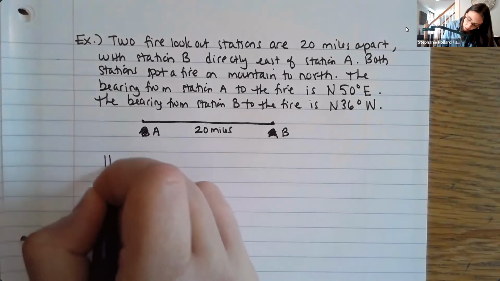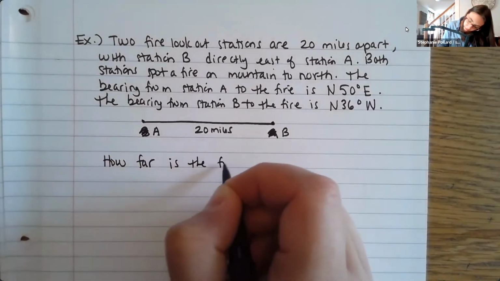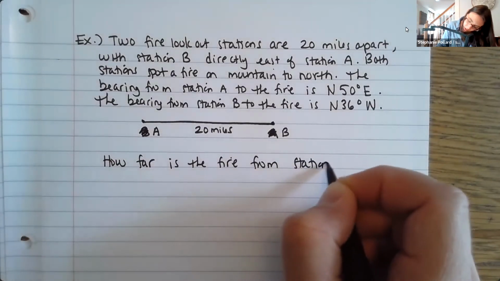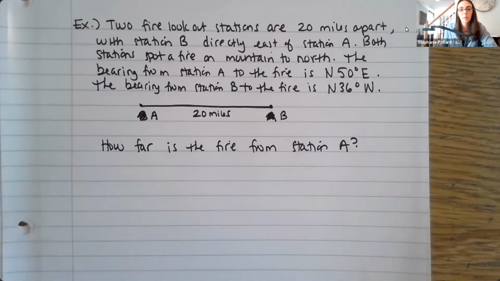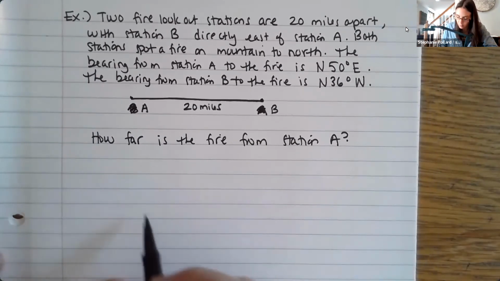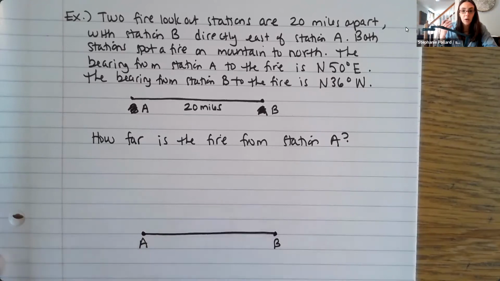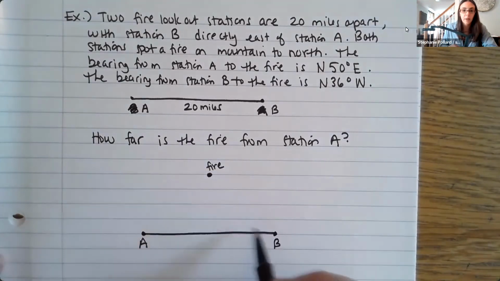So how far is the fire from station A? All right, so let me redraw this picture so I have more room. So here we have station A, here we have station B. Now they both see a fire north in the mountain, right? So maybe the fire is right up here. They both see this fire.